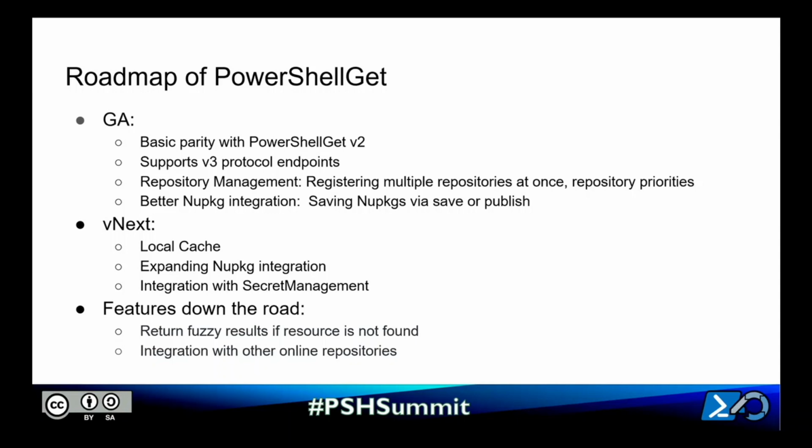And for our next couple of releases after our GA, we plan to implement features such as the local cache that Sanam had mentioned. And then we also plan to expand our NuGet integration and plan on implementing credential persistence, most likely with secret management. And then even further down the road, we are planning on implementing features such as fuzzy results if resources are not found, and integrating with other popular online repositories.